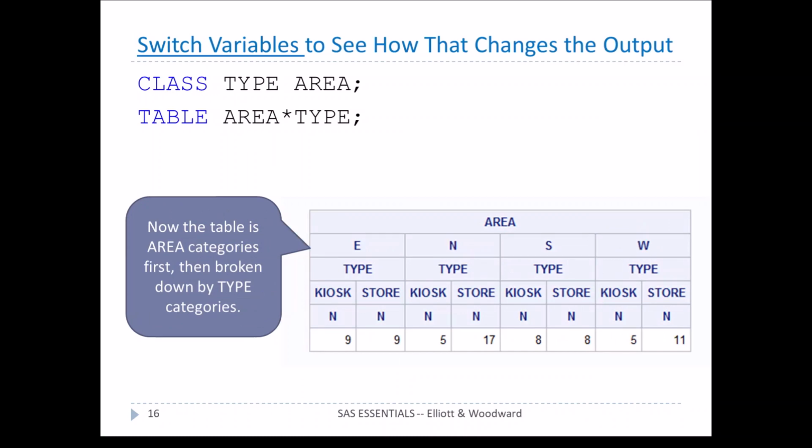Now let's switch variables just to see how that changes things. Here again we have CLASS type and area, but this time we say TABLE area by type. And so in this case, area appears at the top. And again, we have east, north, south, and west. And then under area, type is expanded within area. So within area, we know we have kiosks and stores. So again, the east kiosk has 9. And the east stores has 9, and so forth. So these are the counts.